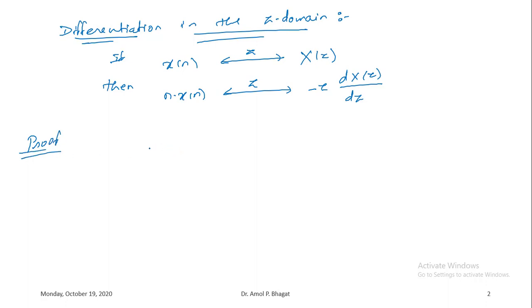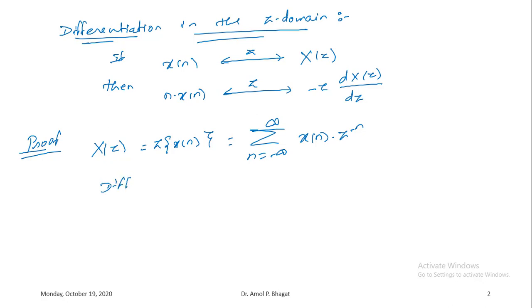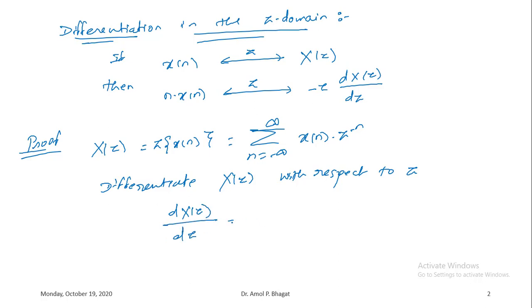Okay. So for proof, again we know that the Z transform of x of n is simply represented as capital X of z, which is nothing but summation n is equals to minus infinity to infinity x of n into z to the power minus n. Okay, I will try to take the derivative of this X of z with respect to z. So the derivative will be represented as dX of z upon dz, is equals to the derivative of this complete term, that is summation n is equals to minus infinity to infinity x of n into z to the power minus n, with respect to dz.